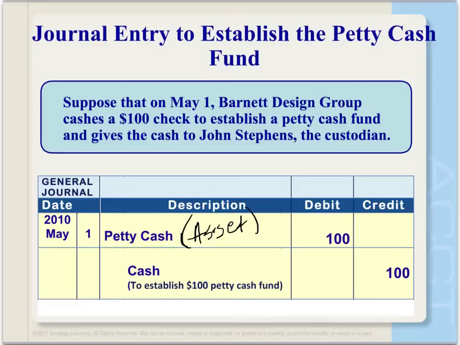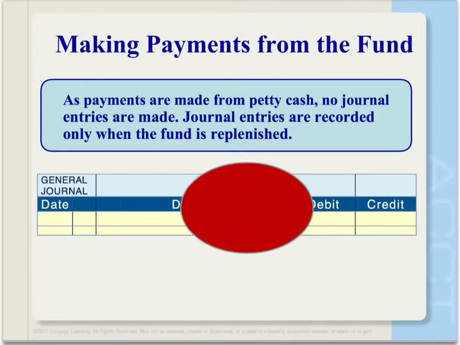Now, as people come and get that money out of a cash box in an office to get gas or pizza or beer Friday or office supplies, it's small amounts of money that you just don't want to have to write a check for every time. And so that's why we develop these petty cash funds. When you make payments from the fund, you bring back the receipt and any change to the custodian, and they're going to keep track of it. So as you make payments from the fund, there's no other journal entry done at this particular time.